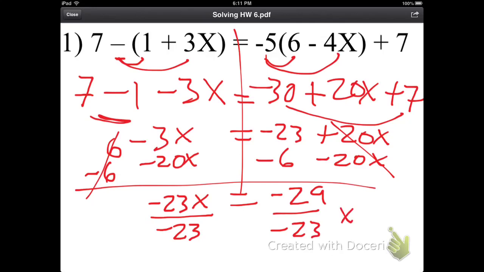On the right side, you notice you got negative on top and negative on bottom. Those negatives cancel each other out. When you got two negatives, it makes positive, so you're going to have 29 over 23. If it's like other fractions you run into, you can reduce them. This one you can't, because no number is common in both 29 and 23.